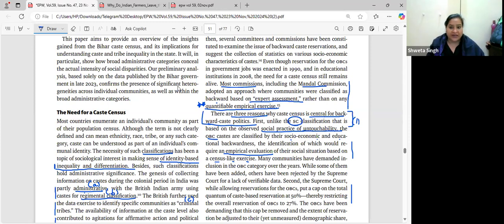So when all the data is picked and put to evaluation, we are able to understand what possibilities are unfolding on the ground. Many communities have demanded inclusion in OBC reservation. You must have seen so much canvassing going on: we want to be a part of OBC, the Patel and Jat movements, right? So this is what it indicates.